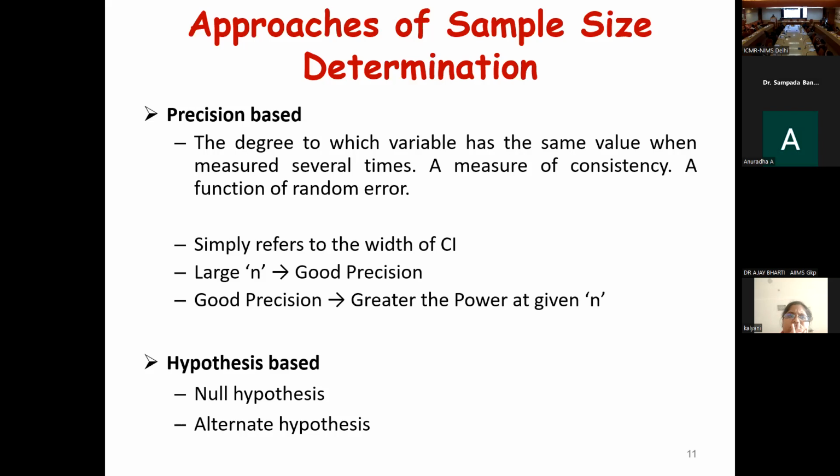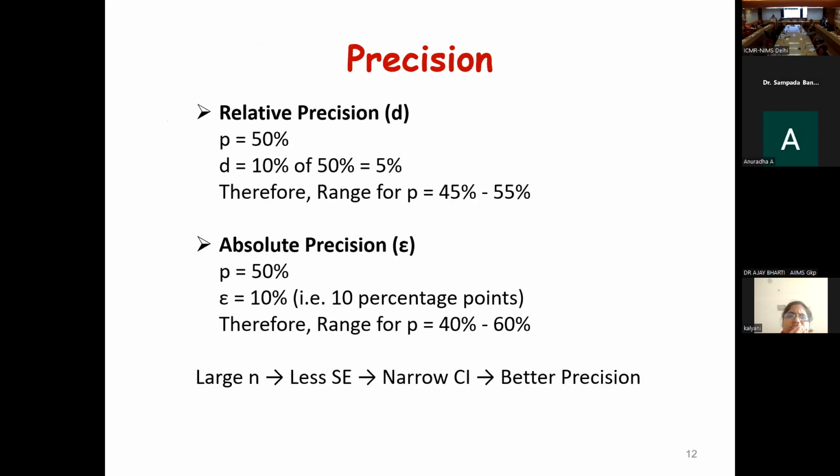Precision means range of results. So there are two ways. One is precision based, second is hypothesis based. Hypothesis based is usually what we do, is precision based. Next, please. So there are two kinds of precision. One is relative precision, second is absolute precision. So just please understand this.